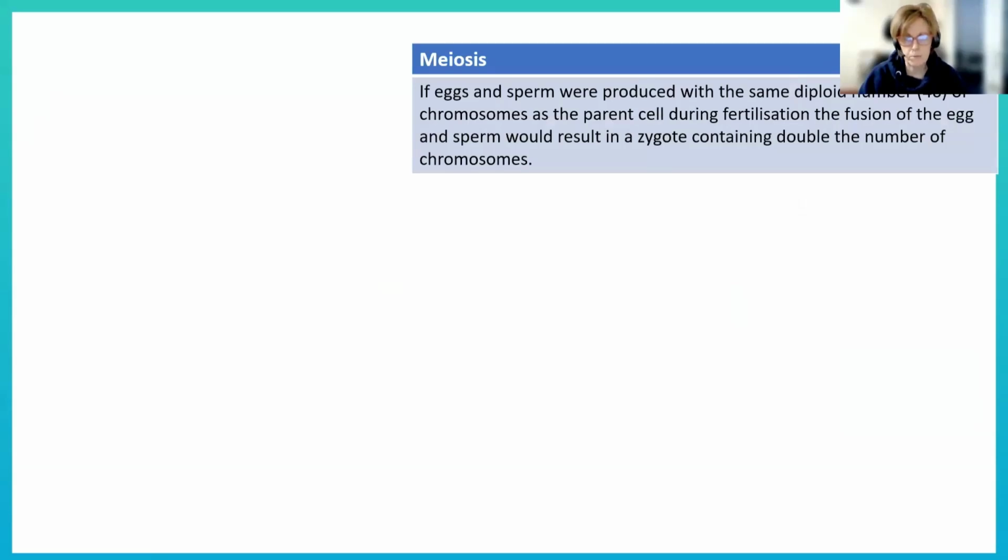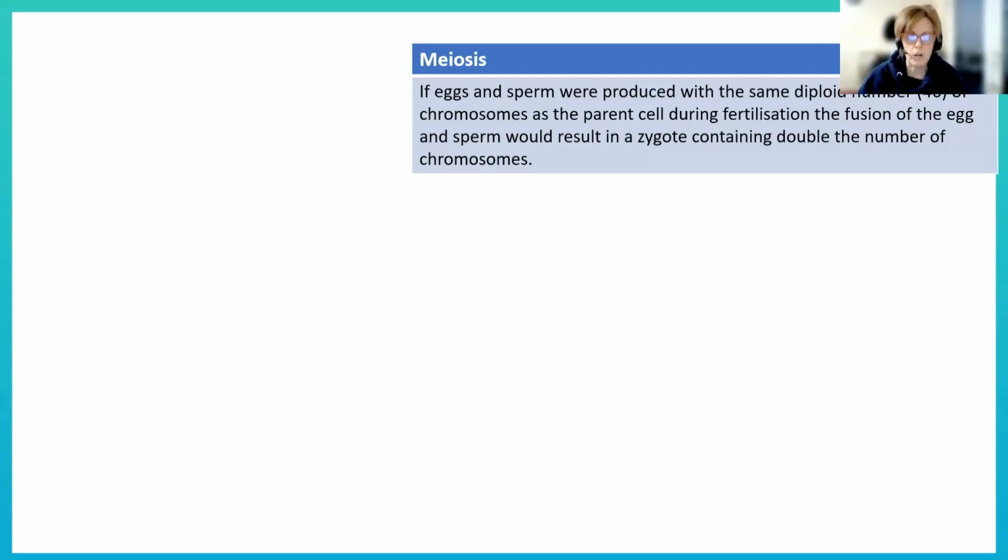So if we were producing eggs and sperm with the same number of chromosomes, the diploid number of chromosomes, as a normal cell, as the starting cell, which is 46 chromosomes, each time an egg and a sperm fuse together, we would be doubling the number of chromosomes. So we'd go to, what would it be, 92. So we'd have 46 chromosomes in the egg, 46 in the sperm. They join together, and then we'd have 92 chromosomes in the new cell, the zygote, which would then become a fetus.